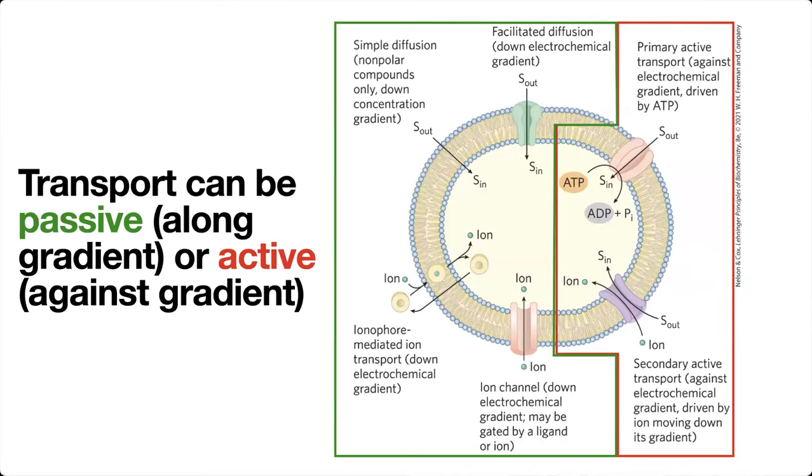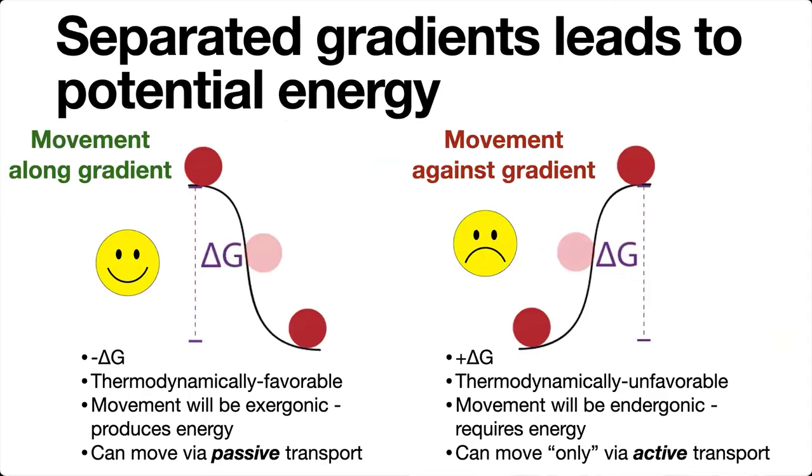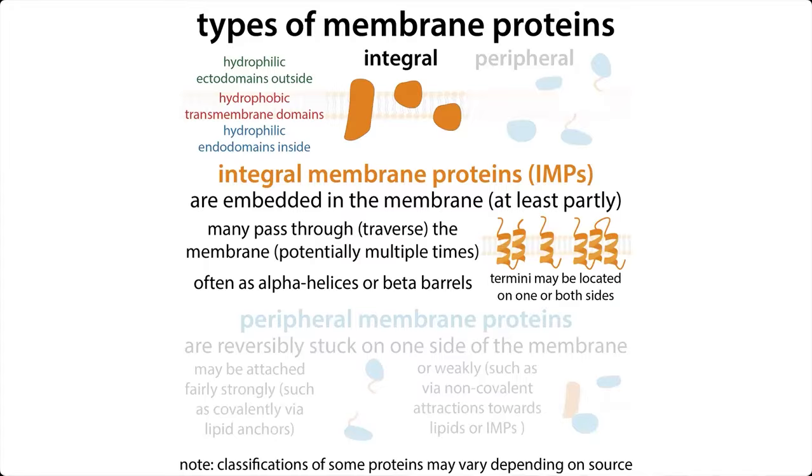So to review, transport can be passive along a gradient or active against the gradient. When we talk about gradients, we can talk about chemical gradients, electrical gradients, and the combination of the two, an electrochemical gradient. These gradients lead to potential energy. Molecules want to move along the gradient and don't want to move against the gradient. But we can make them move against the gradient if we provide energy. And if we don't keep things from just moving along the gradient, then we will lose the gradient. Even if things want to go through, they can't, often without help.